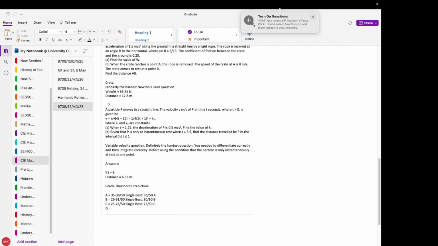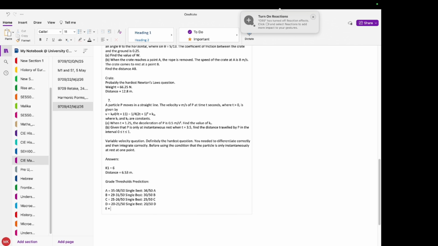A D would, in my opinion, be anywhere between 20 and 21, so essentially a 1 mark range out of 50. My single best prediction would be 20 out of 50 for D, and my grade E prediction would be around 14 to 15 out of 50. And the single best prediction, I would say, is 14 out of 50 for an E.